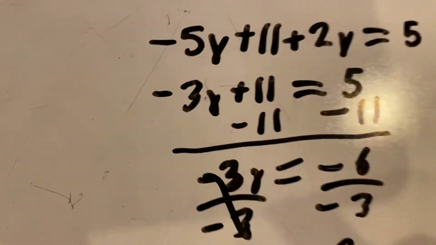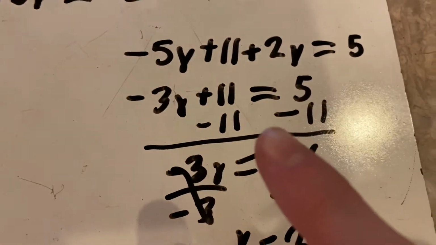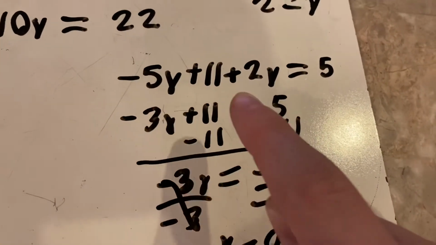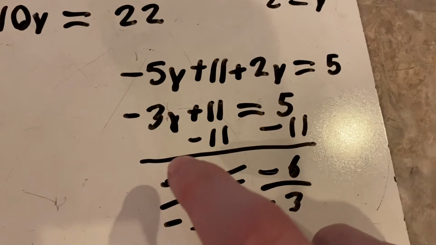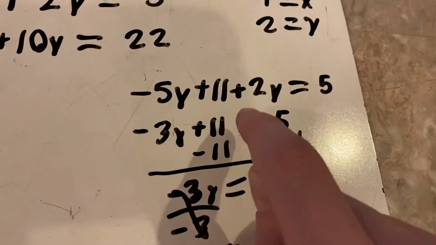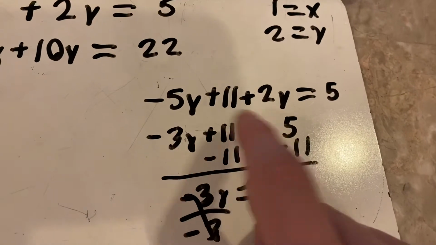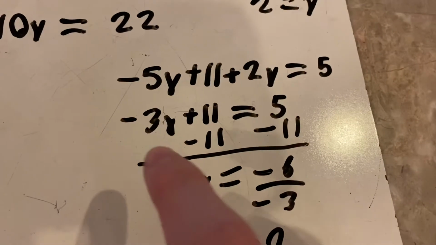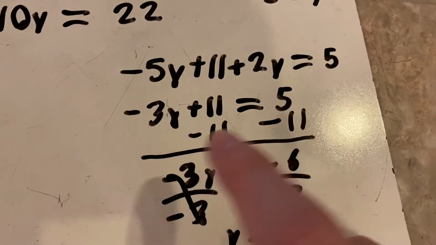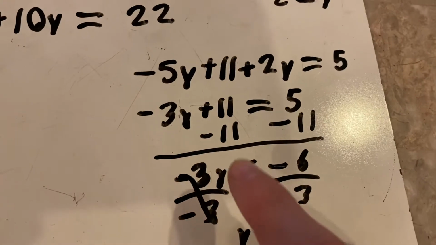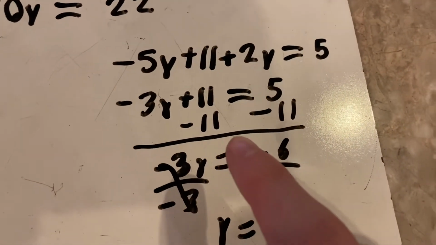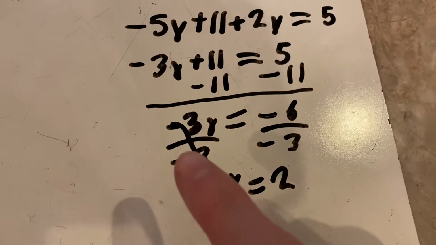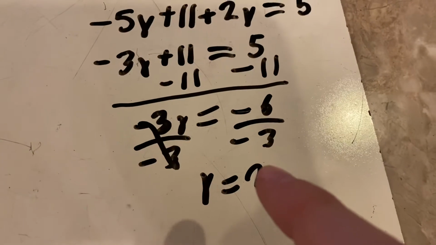So then it will be negative 3y plus 11 equals 5, because I put together these two. So it will be negative 3y, because I have to add both the y's together. So as I said, negative 3y plus 11 equals 5. So then I have to subtract 11 from both sides. So then it will be negative 3y equals negative 6.